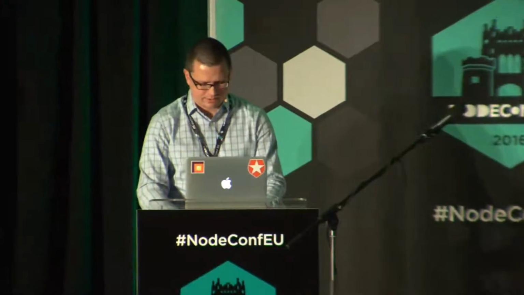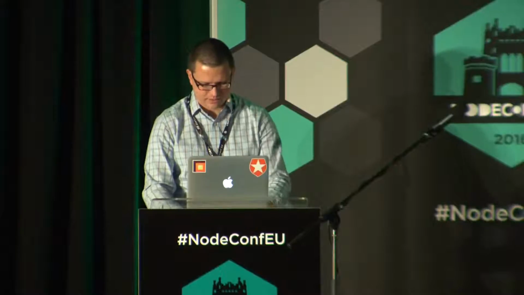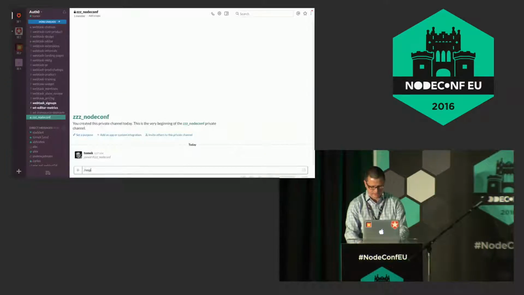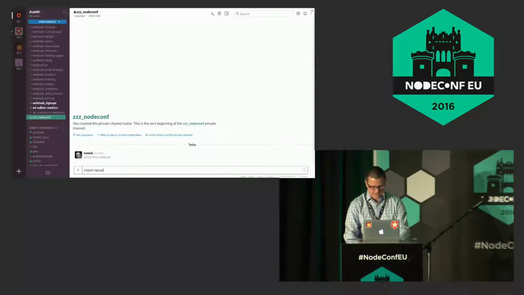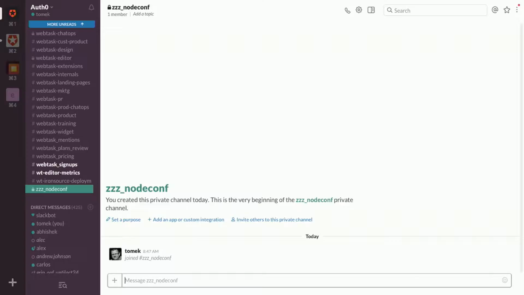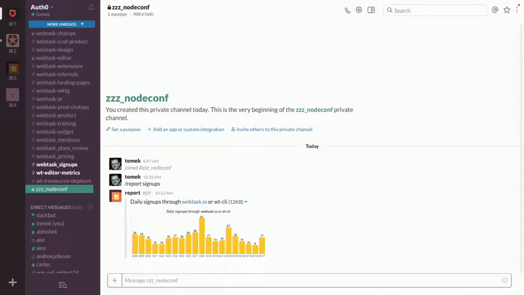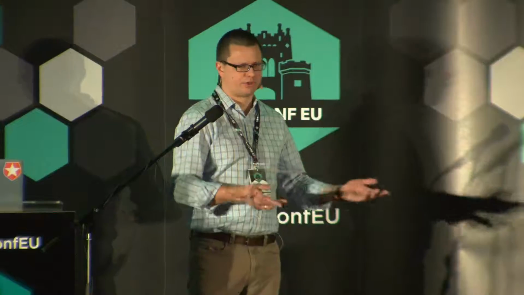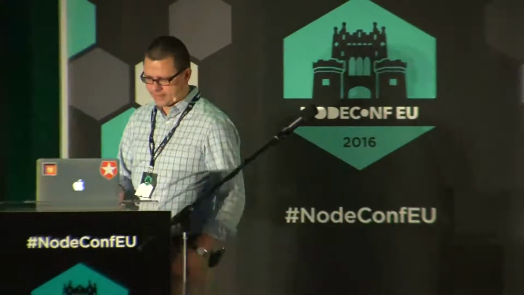Just to give you an idea of the kinds of things that we are doing, for example, we have a report, signups. So this will generate a little report that shows signups to one of the services that we have in the recent 10 days. This is real-time data fetched from DynamoDB in AWS, turned into a Google chart that is simply sent back to Slack and displayed that way.